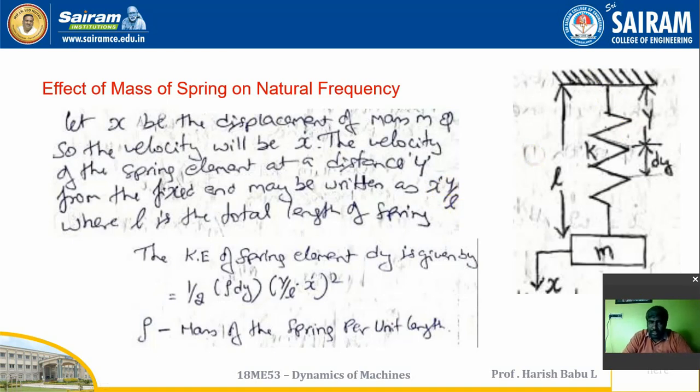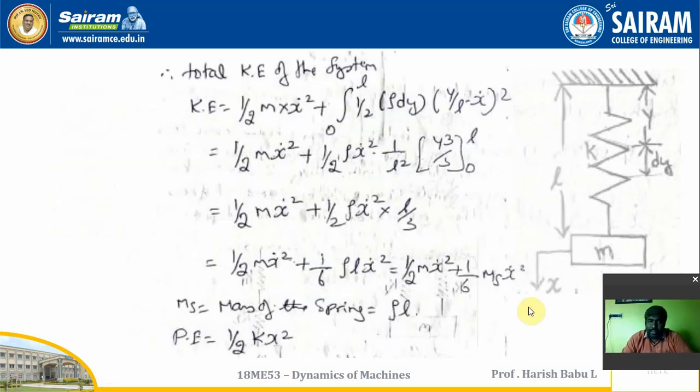The kinetic energy of the spring element dy is given by half of m, where the mass of the element is rho, the density of the spring per unit length, multiplied by the length dy, multiplied by the velocity (y by L into x dot) whole squared. Here rho is the mass of the spring per unit length.